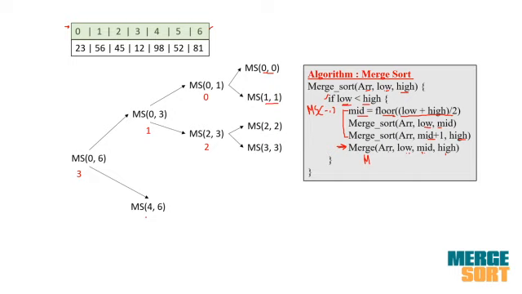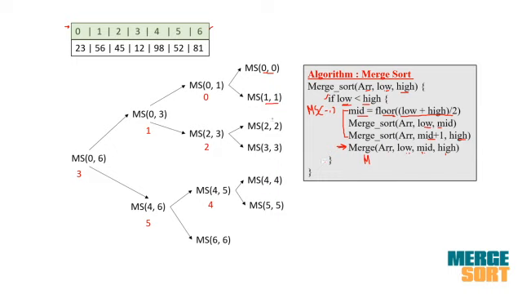For this part, the midpoint is 5, and we have MS 4,5 and MS 6,6. So this is done, and we move on to this point where the midpoint is 4, and we have MS 4,4 returning just one element, and MS 5,5. One thing to be noted here is that the array indexing is universal. The sub-arrays do not have their own indexing from 0 or 1 or whatever. They are using the original indices that are used in the actual array.